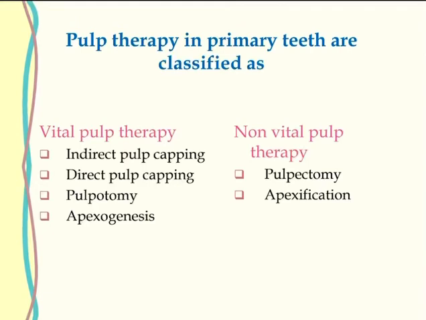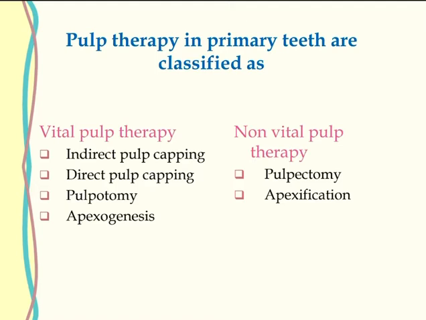of 6 to 7 years. When they erupt into the oral cavity, the apex remains open. Okay, it is not closed. A permanent tooth with an open apex is called a young permanent tooth. In that condition, you do an apexogenesis.